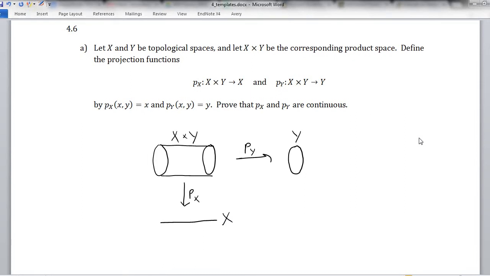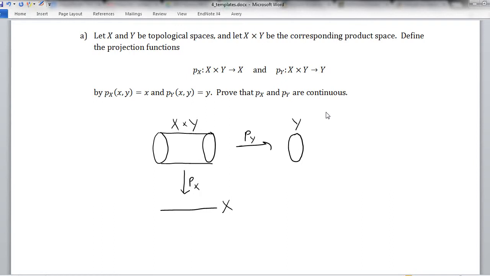Okay, well I've illustrated one specific instance of these projection maps. So if you let X be some line segment and Y be some circle, then X times Y would be a cylinder, right? Because you can specify a point on the cylinder by saying where it is on the line segment and where it is on the circle. And so that's one example. We want to prove the fact up here, not just for this example, but in general. So let's see how we can do that.